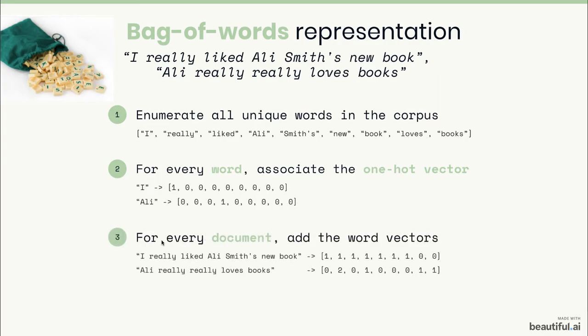Going from words to documents, we can now embed a document, for instance, I really liked Ali Smith's new book, by simply adding up the word vectors. From this vector, we can see that this document contains the words I really liked Ali Smith's new book, and we can also see that it contains every one of those words exactly once. In contrast, the second document contains the word really twice, which is why we have a 2 here in the second place in the vector. And this is it. This is the bag of words representation of these documents.